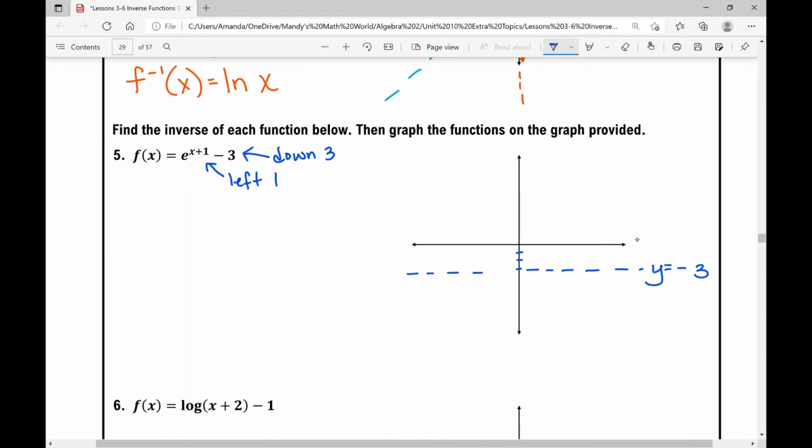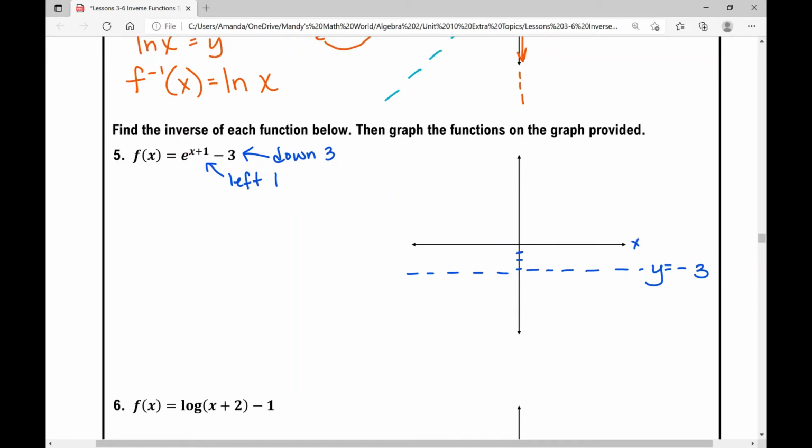And now let's think about that point. The point was 1 above on the y-axis, right? Here's my x-axis, here's my y-axis. That point is normally 1 unit above the horizontal asymptote. Well, in this case, it's still going to be 1 unit above, but it's going to be left 1. So now it's going to be right here at (-1, -2). And it's still going to take this shape right here. We've had no reflections or anything. So this is the graph of f of x.